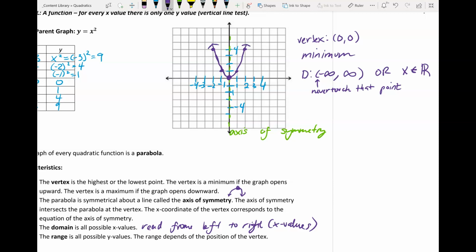So all your problems are going to have this domain, and then you just pick one or the other to state, either negative infinity to positive infinity or x is an element of the reals, and you just write that only. All parabolas will have this domain. The only thing that would change is your range, depending on where your vertex is. So my lowest point in terms of the y values is going to be at 0.